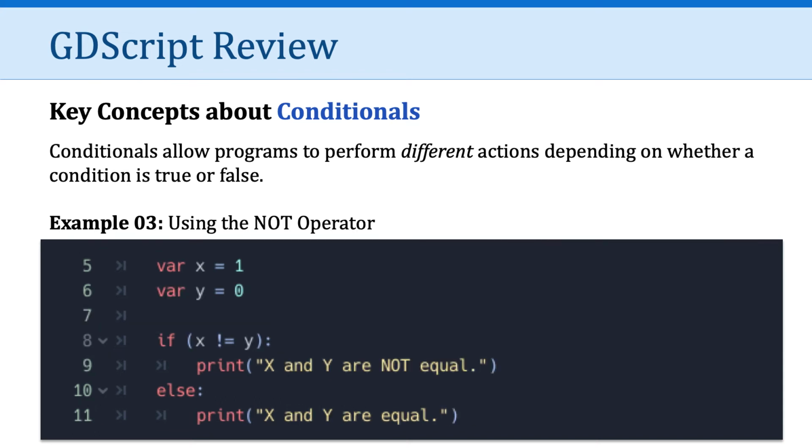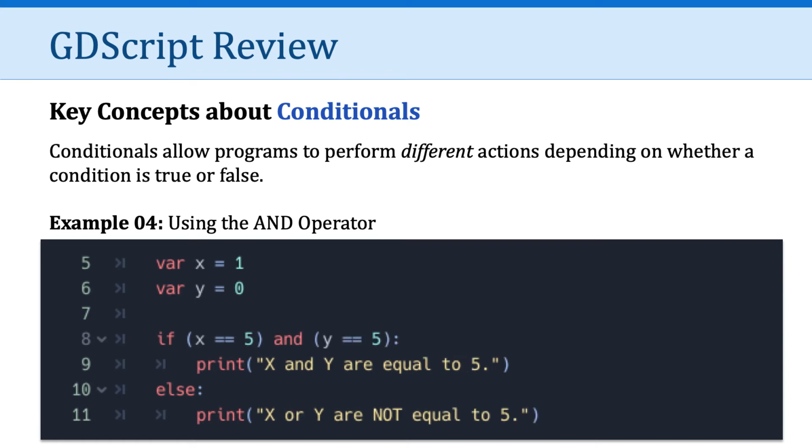Another thing we can do with conditionals is check for non-equivalence. So take a look at line 8 here. If x is not equal to y, then do something, else do something else. How do we specify non-equivalence? It's the exclamation point equals. That is the not equals operator.